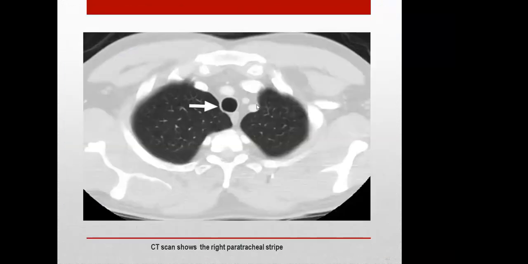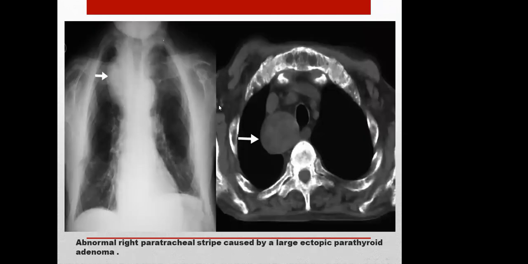This is a CT image showing the trachea. This is the right paratracheal stripe. This is an abnormal right paratracheal stripe caused by a large ectopic parathyroid adenoma. As you see, this is widening of the right paratracheal stripe on both images.